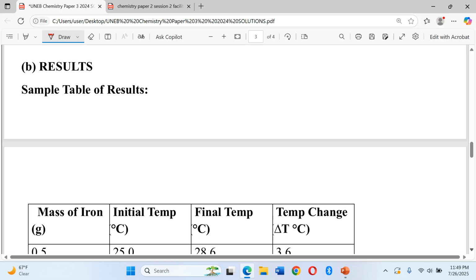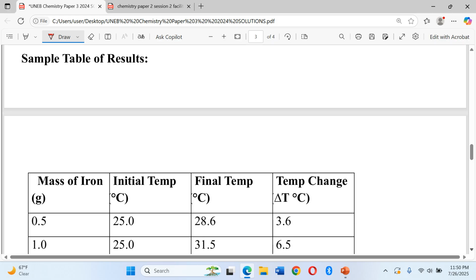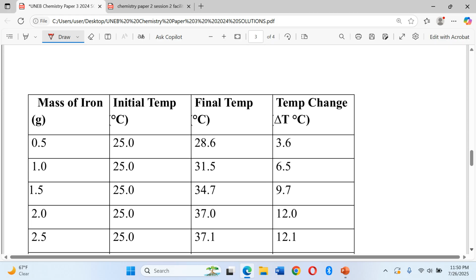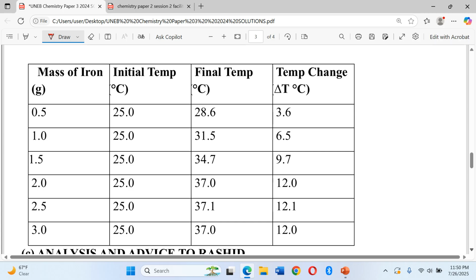Results. Now, this is the sample table. When you're at school carrying out this experiment, you can get different results. But this is the sample table that we are having. This table, you can see it is having mass of the iron. You can see we have 1, 2, 3, 4, 5, 6. They asked us to do at least 6 intervals. I believe those are 6.